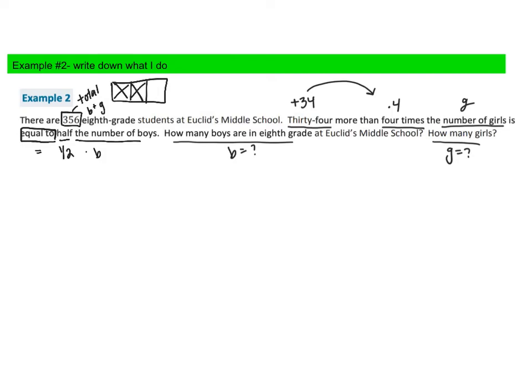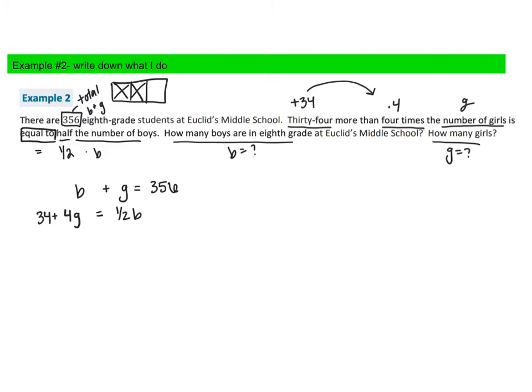So it says, there are 356 8th grade students at Elucids Middle School. So if I take the number of boys plus the number of girls, it equals 356. Okay? 34 more than 4 times the number of girls. So if I did 34 more than 4 times the number of girls is equal to half the number of boys. So that's my second equation.